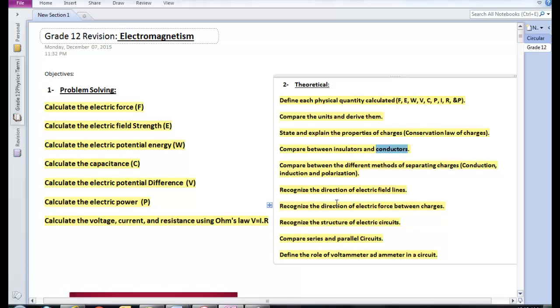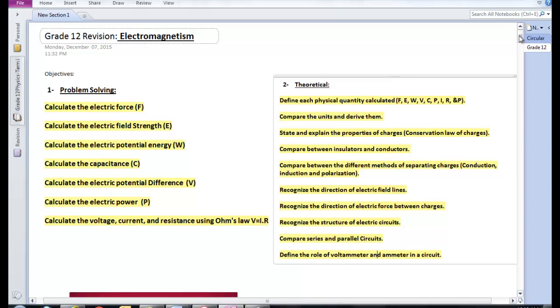We recognize the direction of the electric field lines if there are two positive charges in front of each other, or two negative charges, or one positive and one negative. We recognize the direction of the electric force between charges, and we recognize the structure of electric circuit, the parallel and series. We defined the role of the voltmeter and ammeter. We said that the voltmeter is measuring the volt and the ammeter is measuring the amperes or the current.